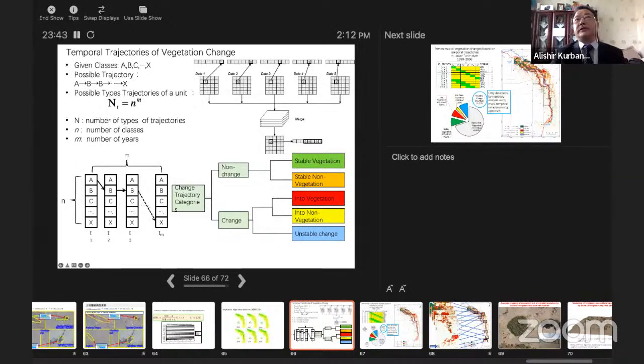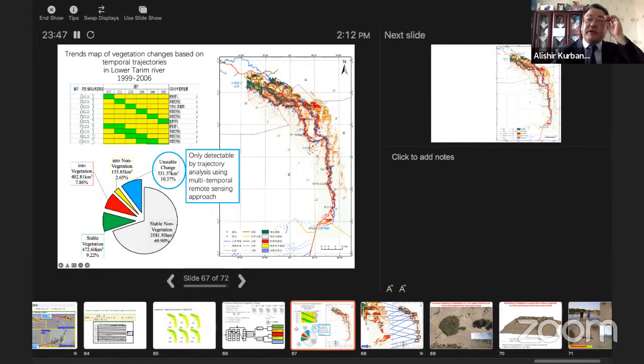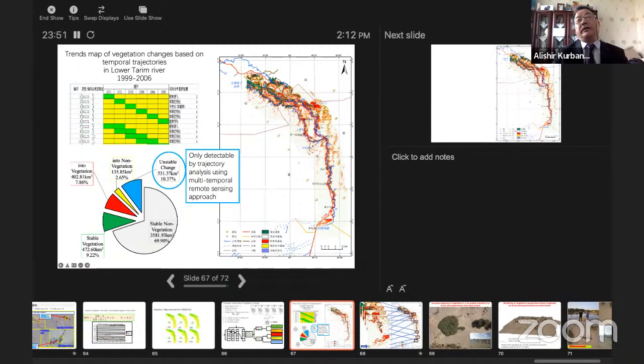We can see some theoretical formulas here. And a significant discovery of using this multi-temporal remote sensing for establishing the temporal trajectory is that we found an unstable change of almost 10%. It is almost equal to the change into vegetation, more than the change into vegetation, and even more than stable vegetation.